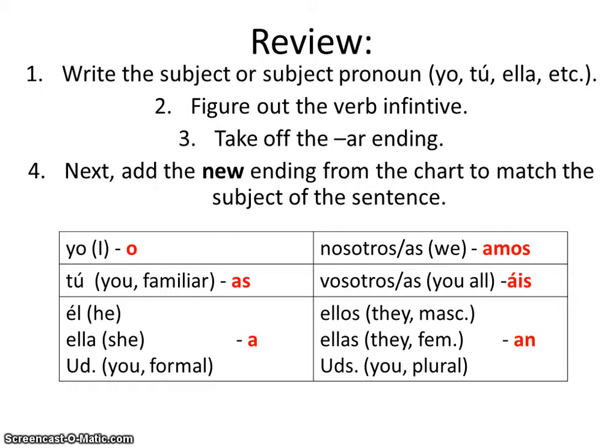Now let's review. To conjugate an AR ending verb, first write the subject or subject pronoun, yo, tú, ella, etc. 2, figure out the verb infinitive. 3, take off that AR ending. And 4, next, add the new ending from the chart to match the subject of the sentence.